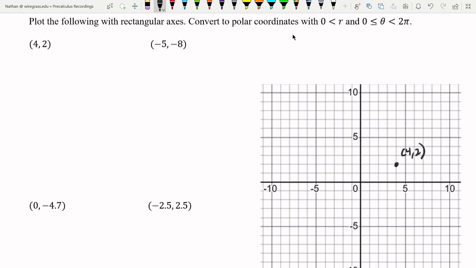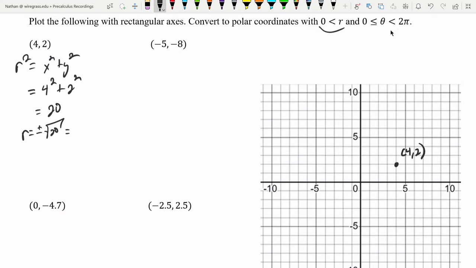Now let's write it in polar coordinates. So first off, we have r squared equals x squared plus y squared. That's going to be 4 squared plus 2 squared. 16 plus 4 is 20. So r is going to be plus or minus the square root of 20. Now, we are always going to have r greater than 0. So we're never going to choose the negative one, because we want to always have it in this standard form. So we're going to have plus root 20, and root 20 breaks down into 2 root 5.